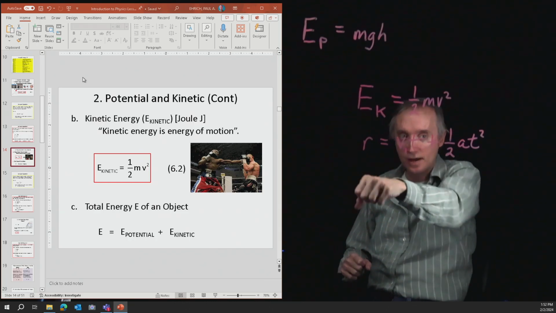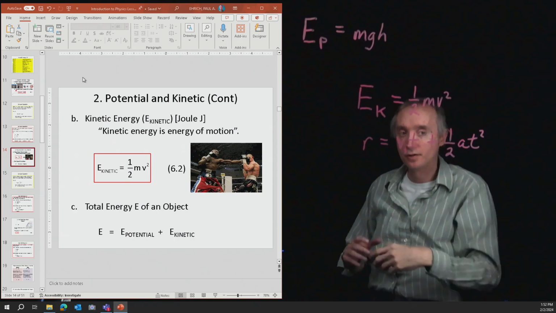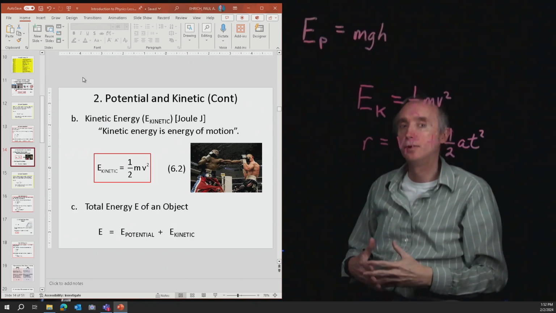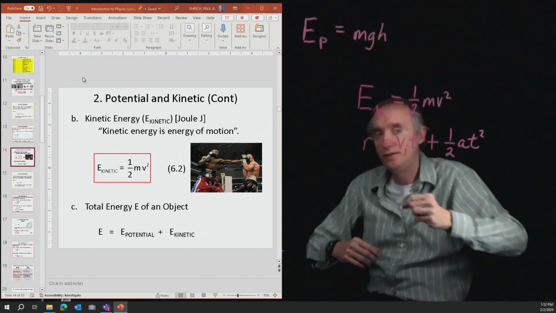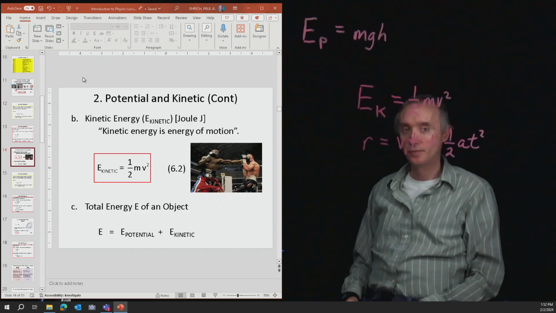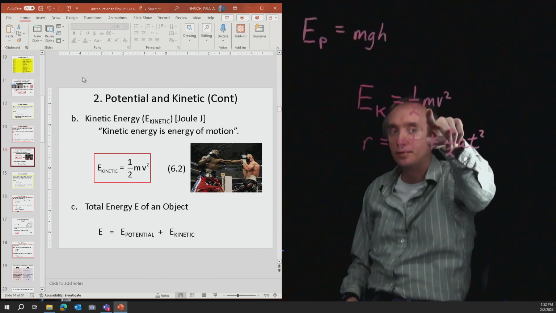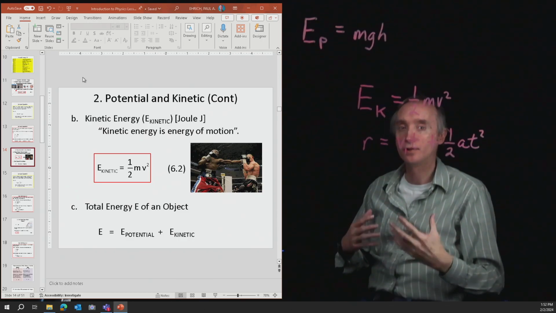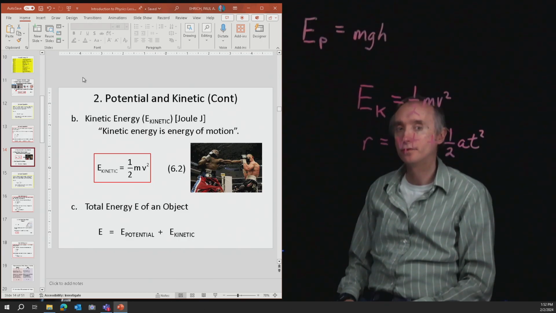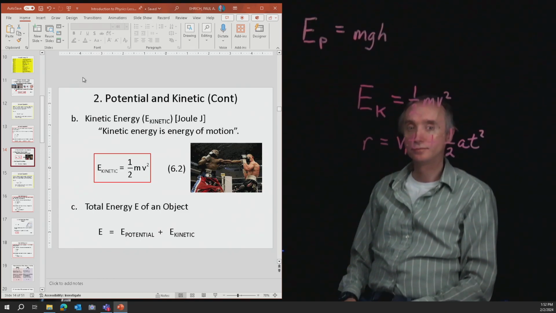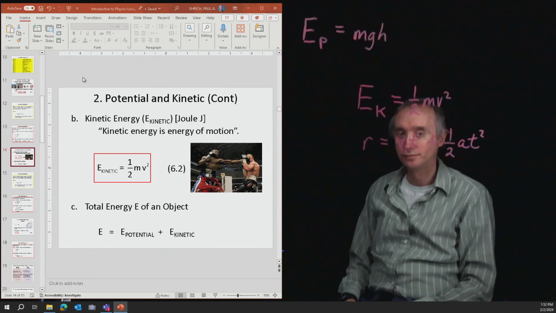So the faster he can punch, the more energy he's going to have. But why do you think that a boxer leans into the punch? It's to put more mass behind the punch. And then that increases the kinetic energy of the punch. Okay, questions? I hope not.